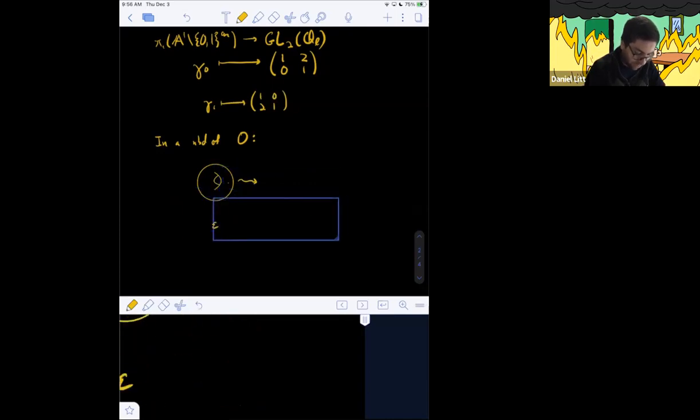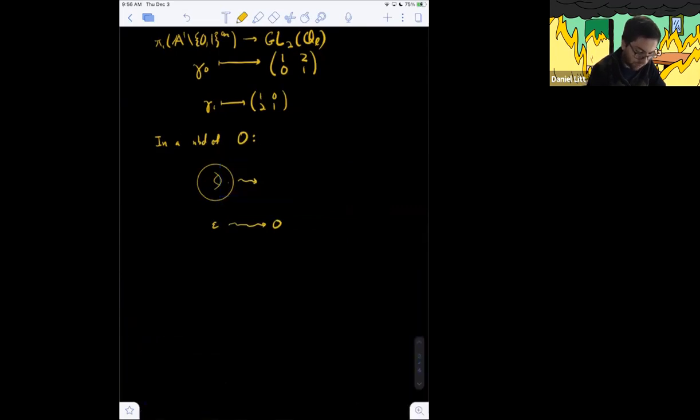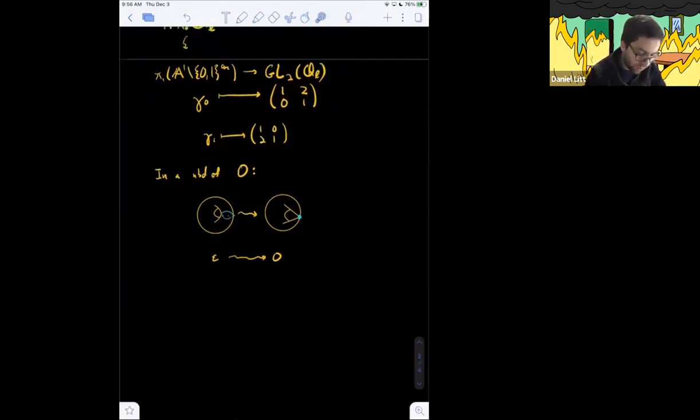And then as you go to 0, you get a nodal cubic, which looks something like this. So there's a loop here that shrinks down to a node. Okay, and this is an analytic computation you have to do. It's not totally obvious.